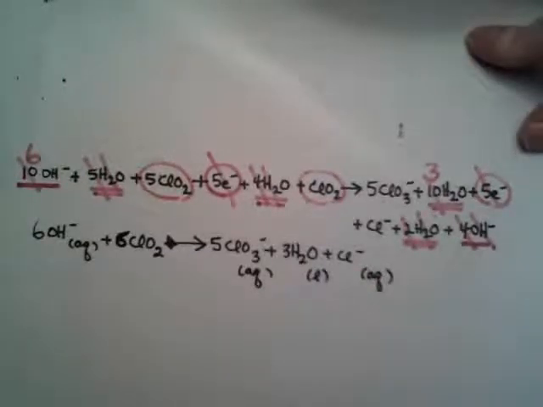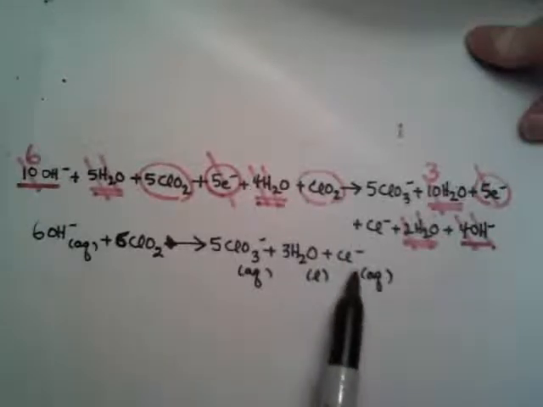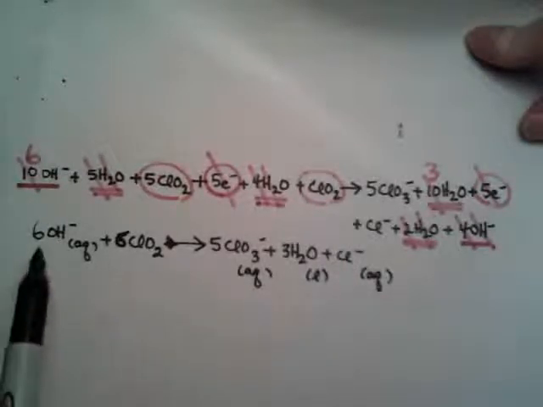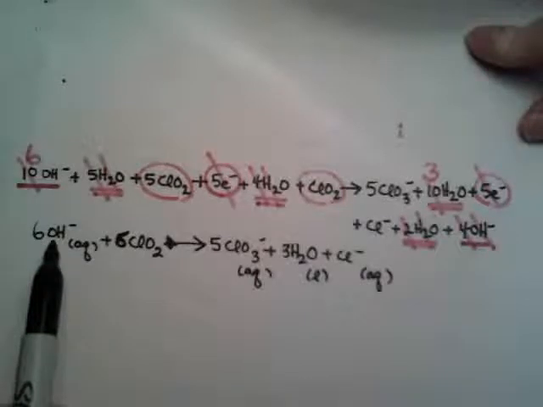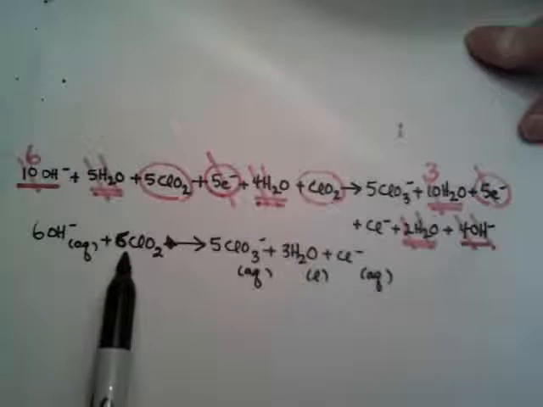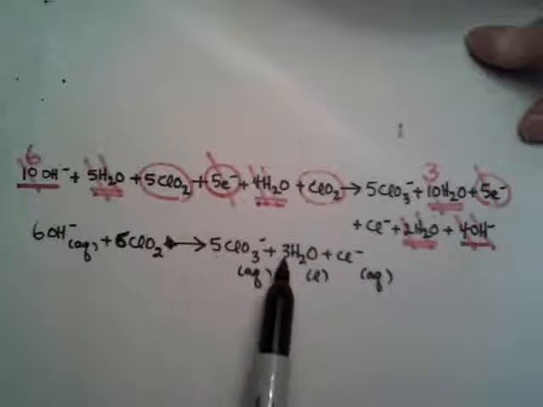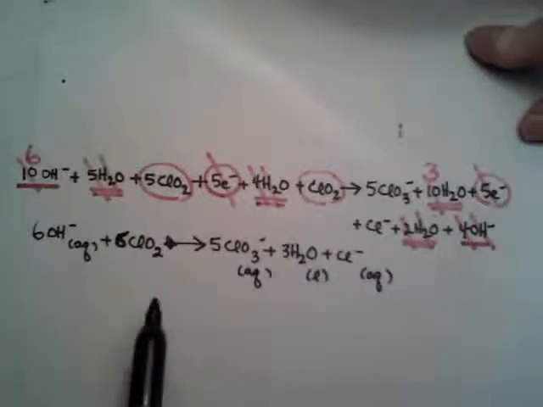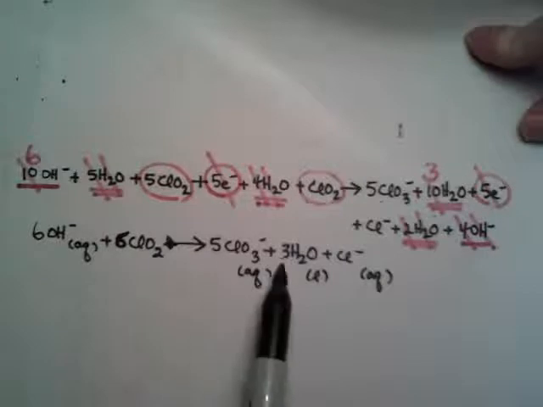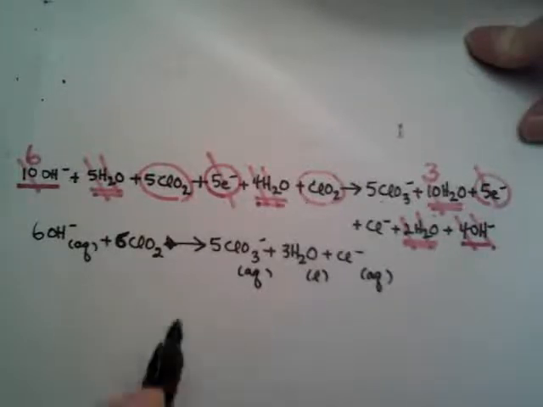Okay, let's check. The charges, -6 on the left, -5 plus a -1, -6 on the right. Charges are balanced. 6 chlorine here, and then 5 and 1 is 6 chlorine over here. Oxygens, 6, and then 2 6s are 12, so 12 and 6 is 18. 3 5s are 15, plus 3 more, that's 18. 6 hydrogens, 3 times 2 is 6 hydrogens. It's all balanced.